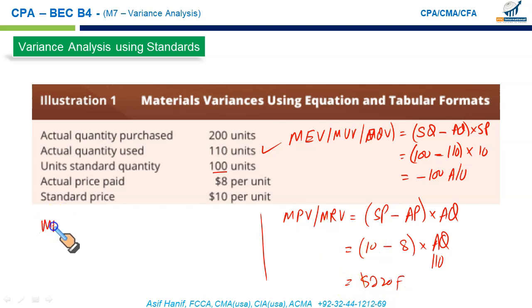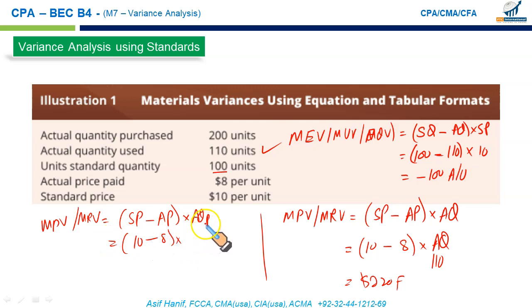If you want to calculate the price variance or the rate variance for quantity purchased, it's going to be standard price minus actual price into actual quantity purchased. Standard price is 10, actual price is 8, multiplied by the actual quantity purchased, that is 200, and this will give you a positive 2 times 200, 400, positive. In my world, positive is favorable. So 220 is the favorable price variance for quantity used and $400 is the favorable variance for the quantity purchased.